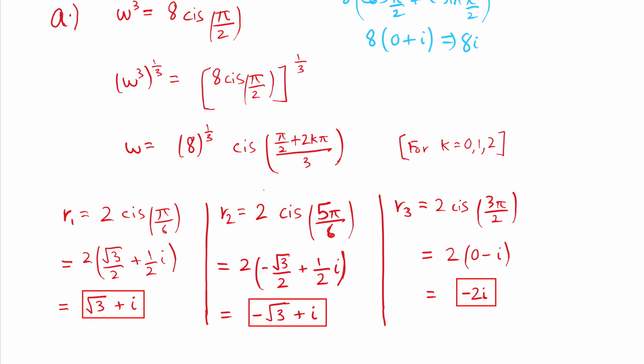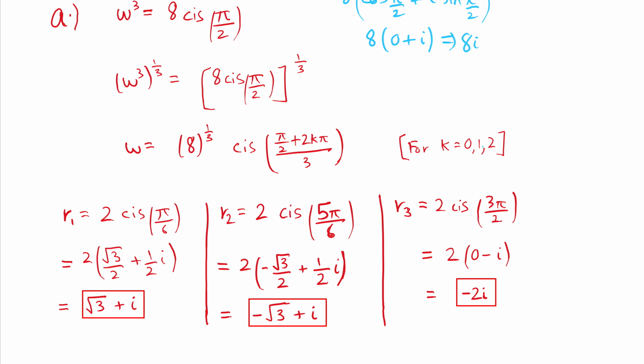So firstly, if k is equal to 0, the argument will be pi on 2 plus 0, which is just pi on 2 upon 3, which is pi on 6. So we are left with r1, the first root, equal to 2 cis pi on 6, because the cube root of 8 is 2. So from here, cos of pi on 6 is root 3 upon 2 plus sine of pi on 6 is 1 upon 2, so 1 upon 2 times i inside the bracket. And from here, if we open the bracket, the 2's will cancel out. So we'll have root 3 plus i. And this is the first root.